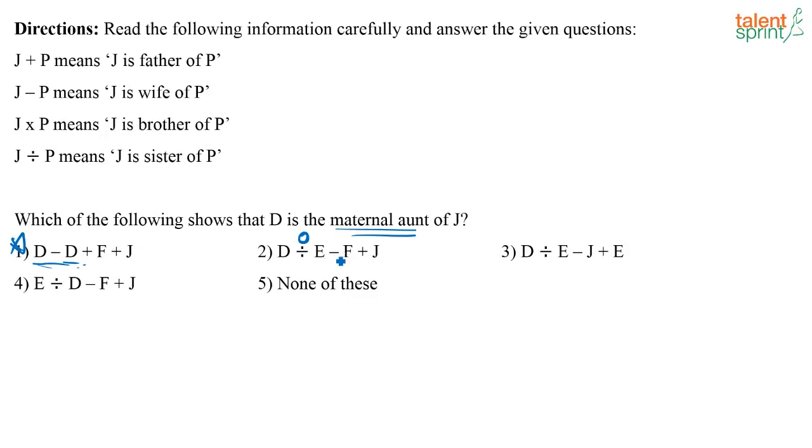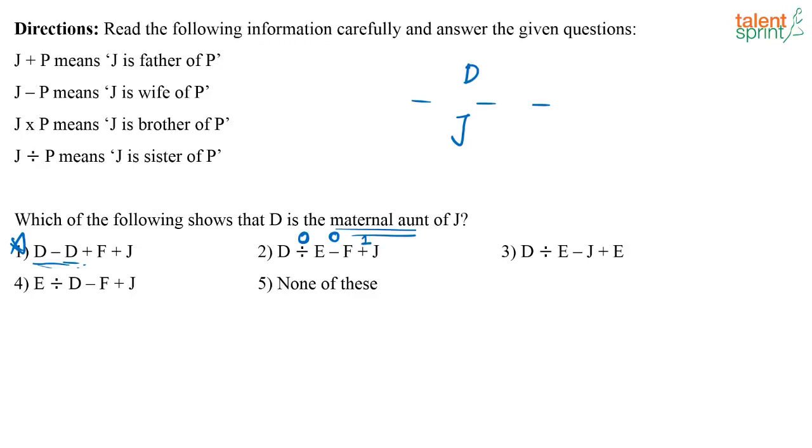Then E minus F. E minus F means E is the wife of F again. So, here generation gap is 0. Then you have F plus J where F is the father of J. So, here if you see between D and J, the generation gap is 1. So, if D is in this generation, J is going to be just 1 generation below that. So, this satisfies the generation gap requirement.